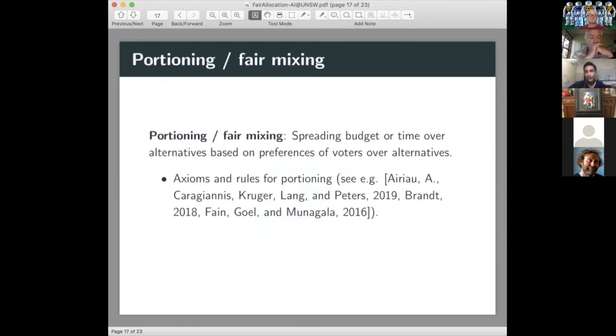I'll just mention a few other application domains where fairness is also extremely important when you're making these decisions. One is portioning or fair mixing. That's when you have agents expressing preferences over various alternatives, and based on these preferences, you want to spread some budget or spend some time. This is something that we covered in the last couple of years. There was one paper from 2019 where this was heavily focused on.